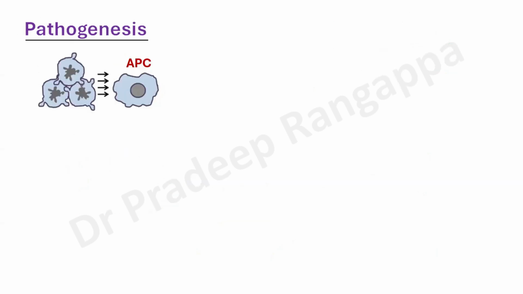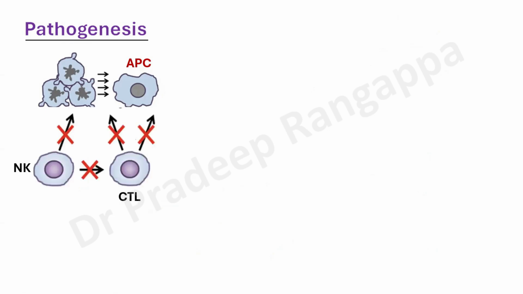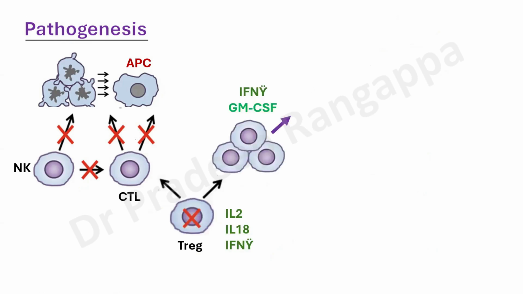So again, to show a pictorial representation of pathogenesis, these are the malignant cells with the antigen presenting cells. And when there are antigen presenting cells, there has to be activation of natural killer cells and the cytotoxic T lymphocytes, which have to remove these antigen presenting cells. And there are T regulatory cells, and there is sort of a non-activation of these T regulatory cells, and this leads to proliferation of all these cytotoxic T cells, which leads to production of all this interferon gamma, and this leads to production of foamy histiocytes.